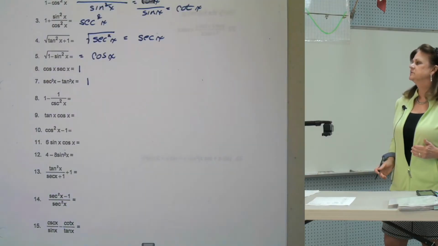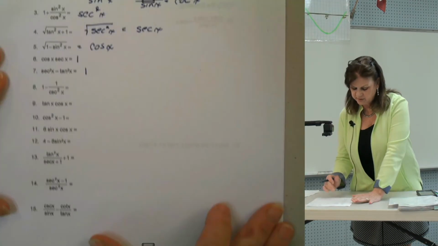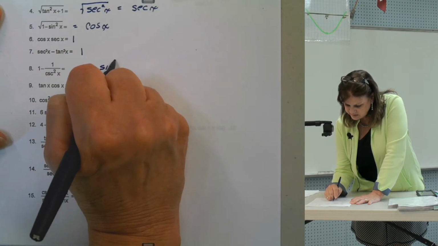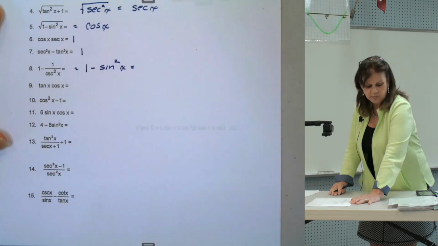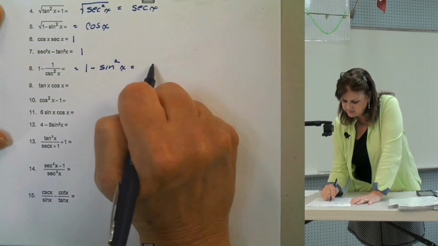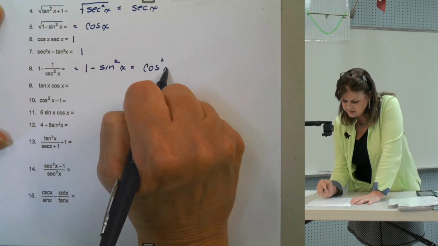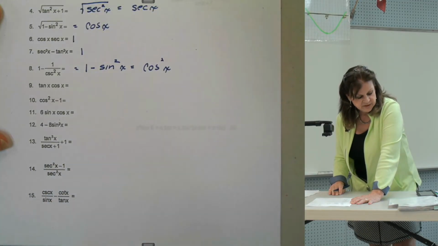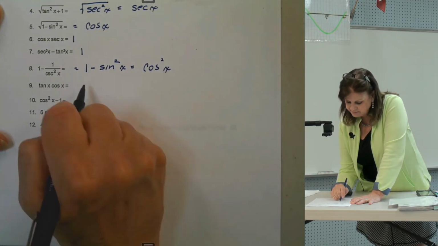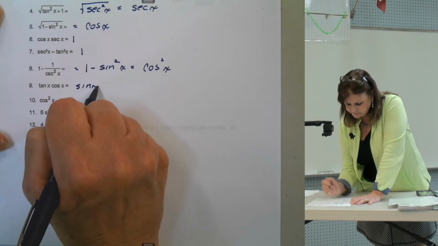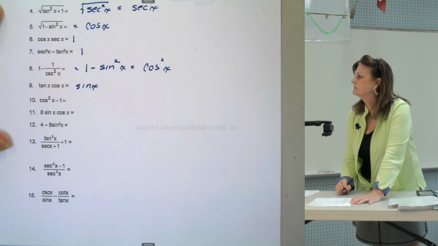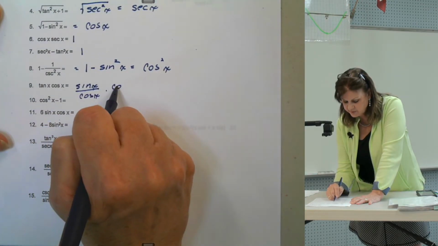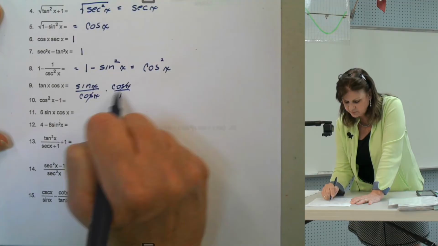1 minus 1 over cosecant squared. Well, 1 over cosecant squared is sine squared, and 1 minus sine squared x is cosine squared x. Tangent times cosine, sine x. Because tangent is sine over cosine, and cosine over 1, boom, boom, there you go.